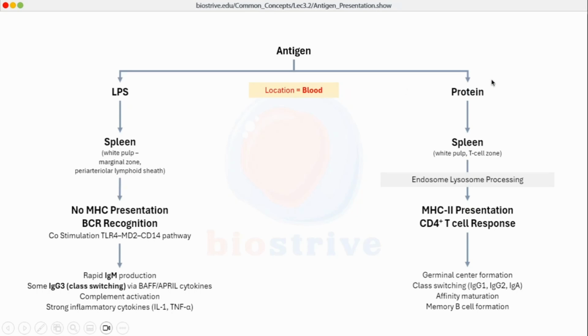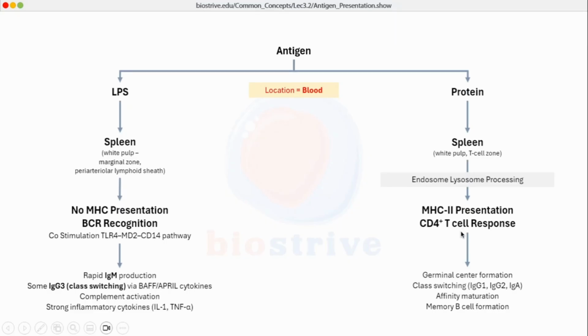If the nature of antigen is protein, it will be taken to the spleen. Both B and T cells will be involved. If there is antigen processing, there will be endosome-lysosome processing. If there is endosome-lysosome processing, it will be taken down to MHC-II presentation, and MHC-II presentation is taken care of by CD4 positive T helper cells, and there will be class switching of antibodies because these T helper cells will activate B cells as well.